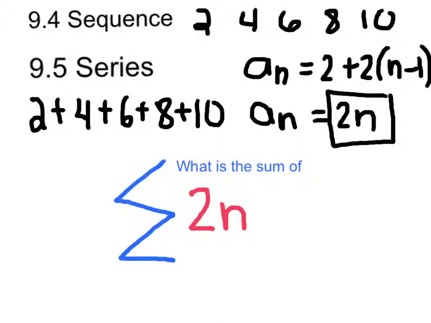But I can't just add up 2n. I have to tell which numbers to add up. So it's going to say from n is equal to 1 for the first term to n is equal to 5 for the last term. So this now says, what is the sum of the first, second, third, fourth, and fifth term if the formula for the sequence is 2n?